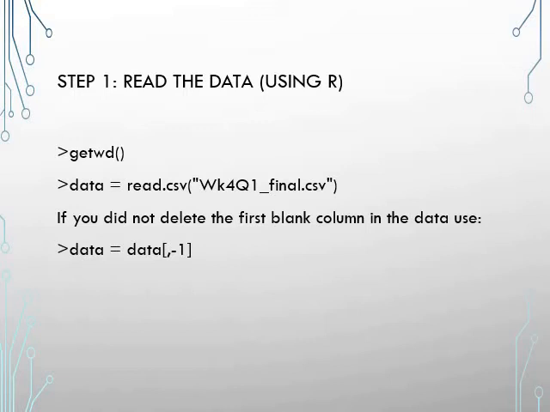Now I'll walk through the solution of the problem using R. The first step is to read the data into R by first determining your current working directory and then routing R accordingly to where the data is saved and reading the data into R. If you did not delete the first blank column in the data that we were provided, then you would use the following code, which removes that blank column.